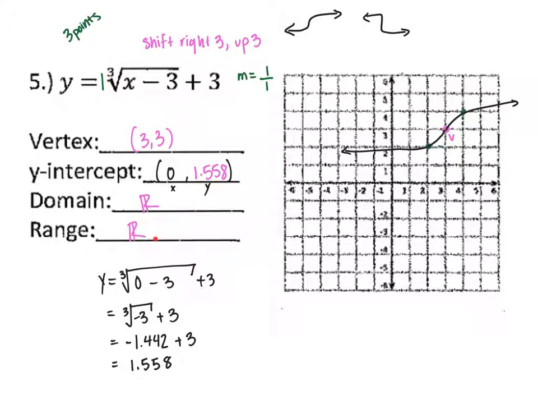So if you want to go through problems 5 through 8 and just put in all real numbers for all the domain and range, feel free to do so. And that's it for problem 5. Let's check out problem 7 next.